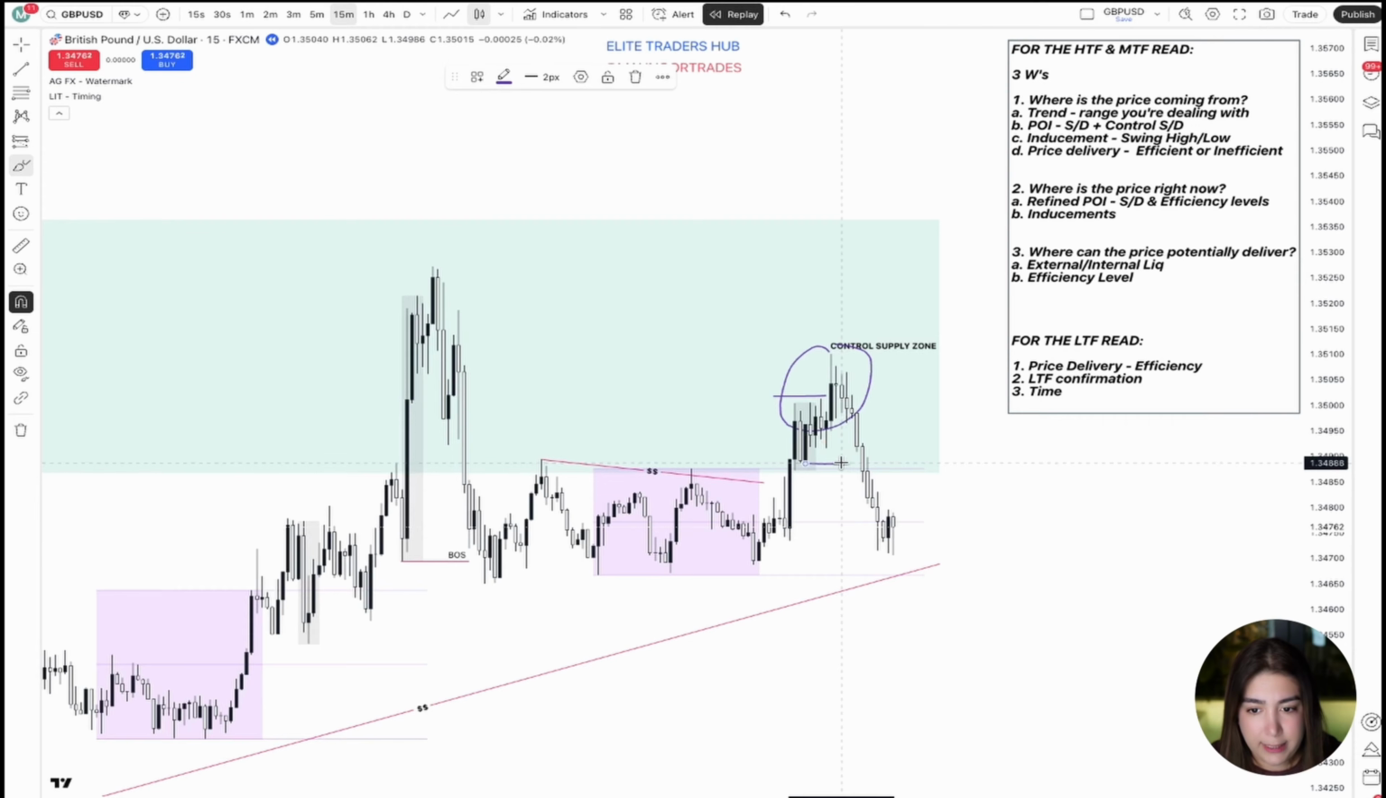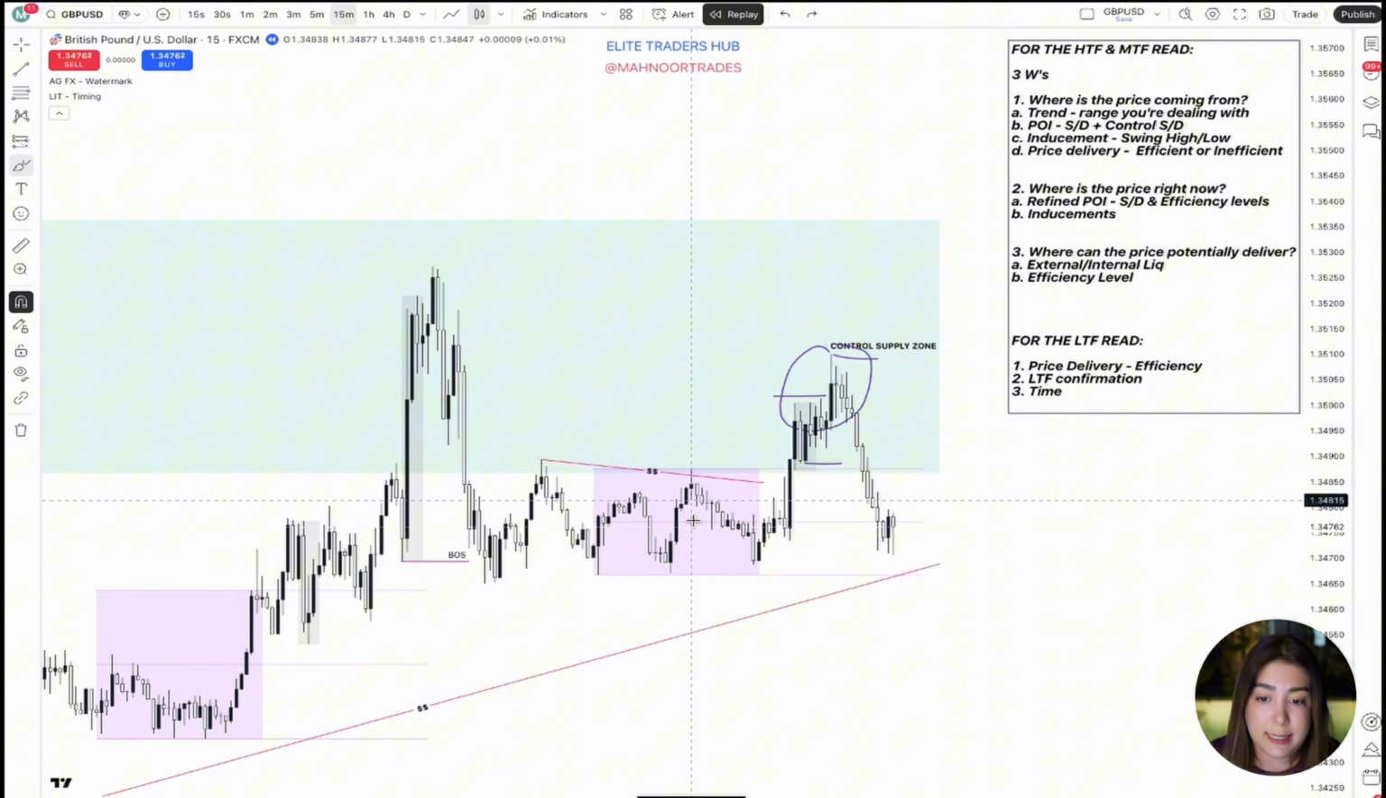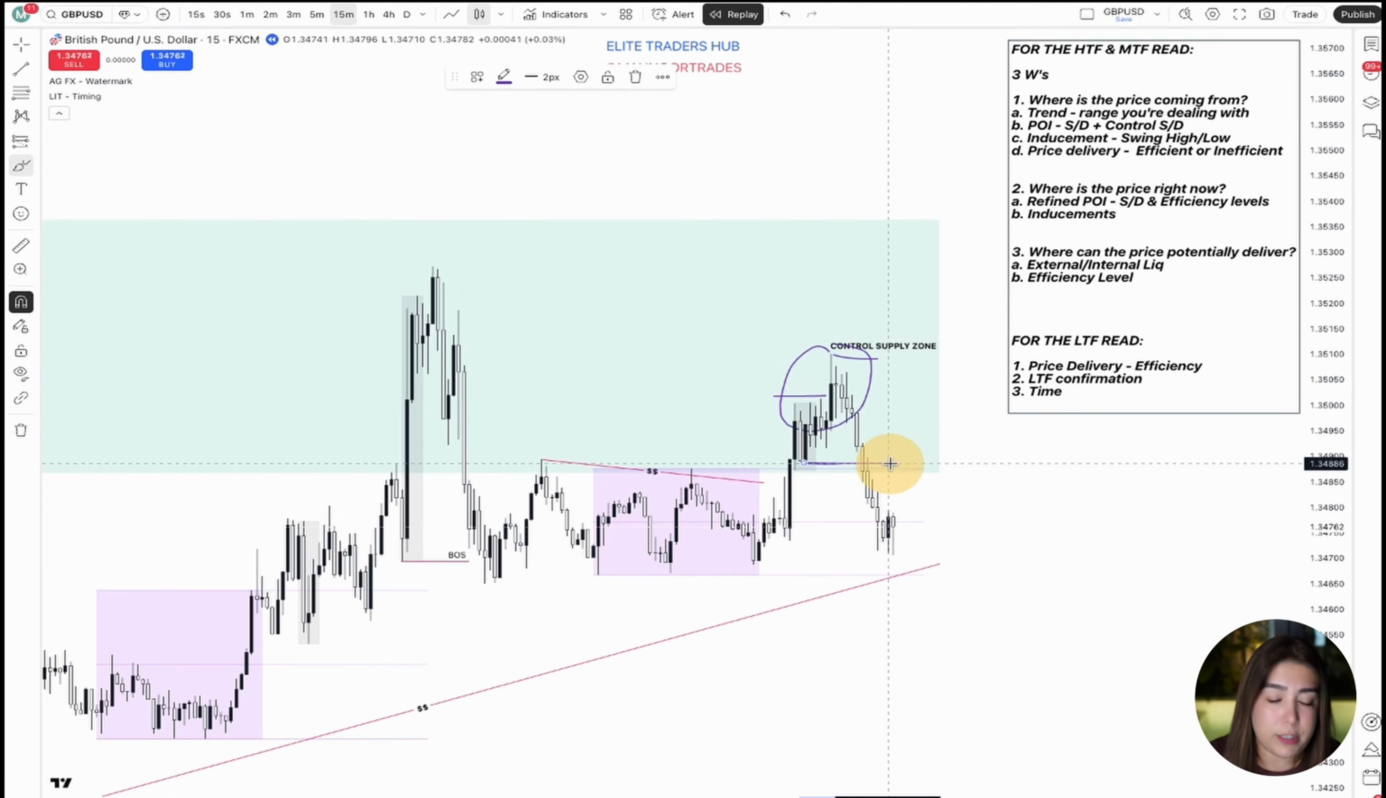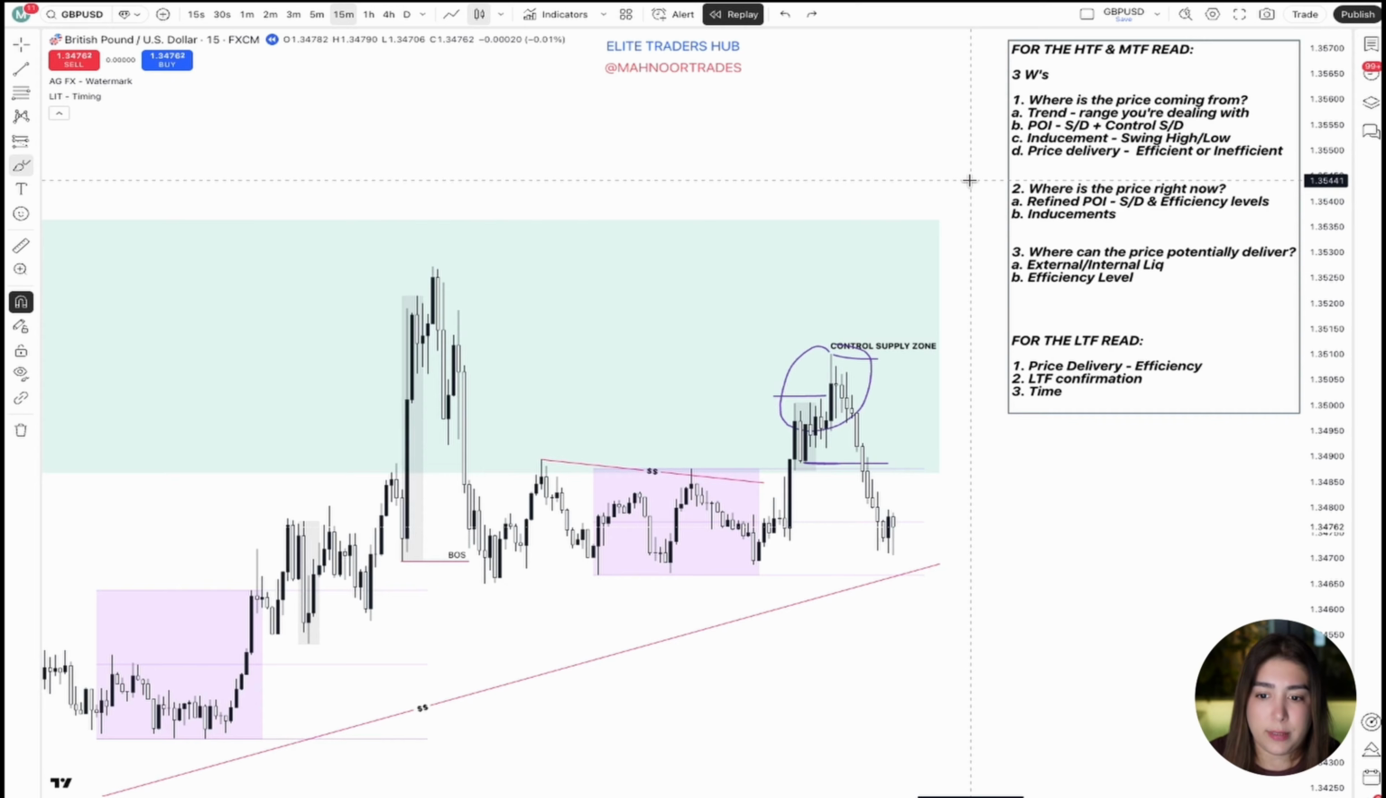Internal break of structure is given, price is potentially creating a new low. Now this is basically showing me the sellers are aggressive. They are more in control compared to the buyers. There's inducements happening, and then there's relative break of structures being given as well. This is good because it shows that price can deliver bearish. Now that is the second part of W: where is the price right now?